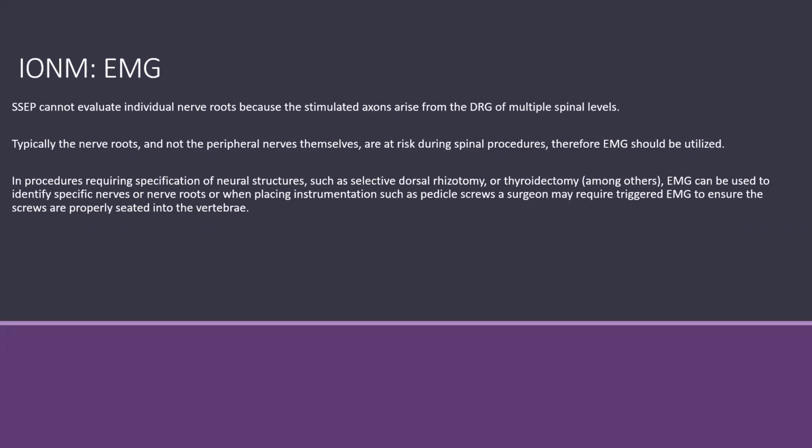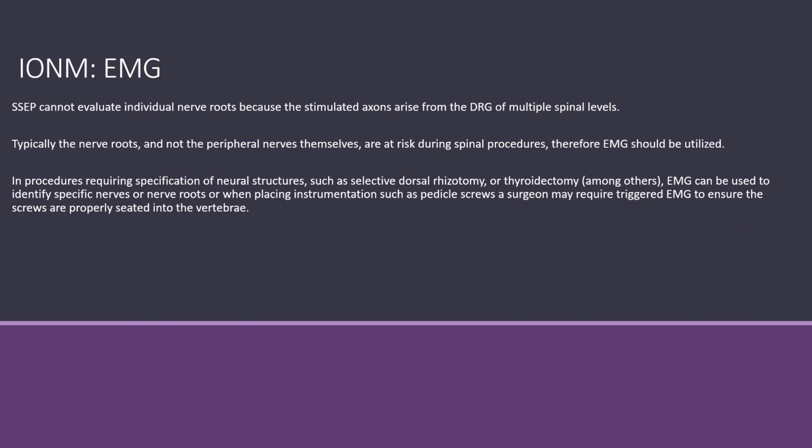Because SCPs cannot evaluate nerve roots, because the stimulated axons arise from the dorsal root ganglia of multiple spinal levels, we use EMG. Typically, the nerve roots and not the peripheral nerves themselves are at risk during spinal procedures. Therefore, EMG should be utilized.